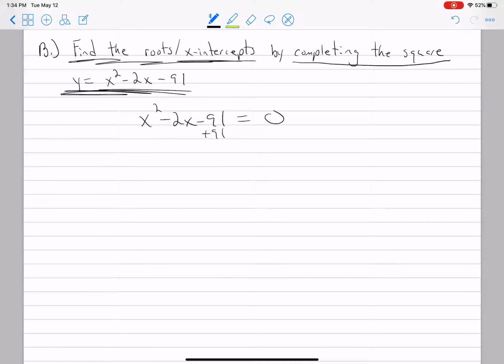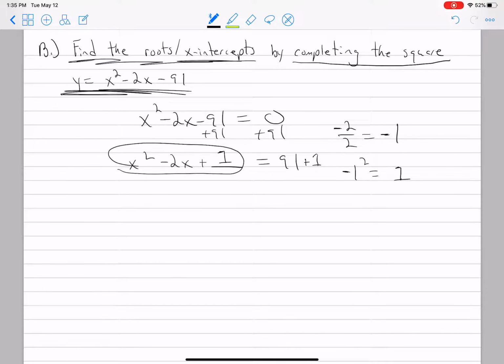I'm going to add 91 to each side. So x squared minus 2x plus something equals 91. I'm going to take this middle term, which is -2, and divide it by 2, which gives me -1. I take that -1, because this is the process of completing the square, and square it, which gives me 1. So this becomes a 1 on this side. And remember, if I add a 1 here, I have to add the same 1 over here.